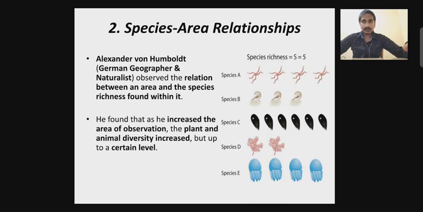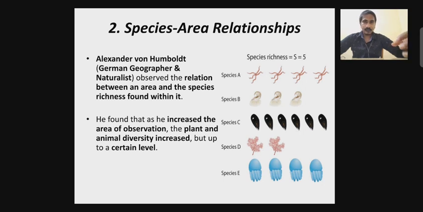Species area relationship. According to Alexander von Humboldt, who was a German geographer and naturalist, he observed the relation between area and the species richness found in it. He found that as he increased the area of observation, the plant and animal diversity increased, but only up to a certain level.